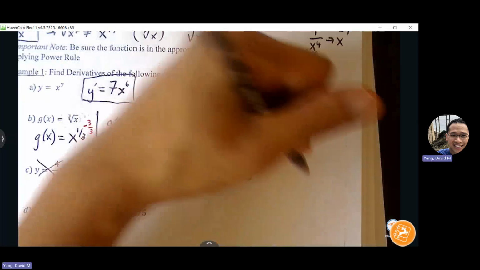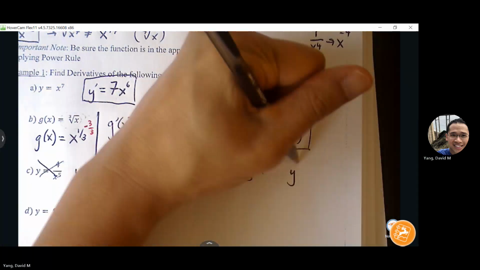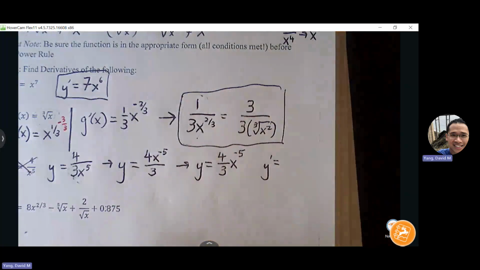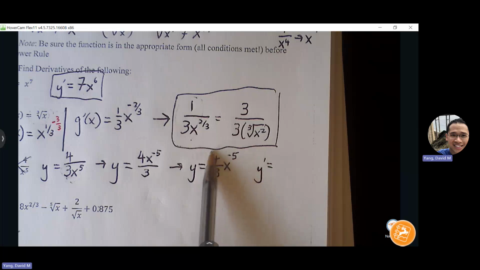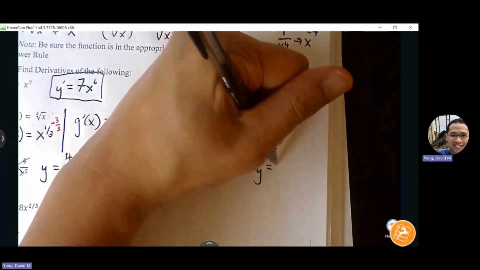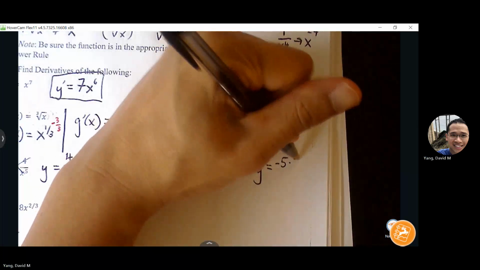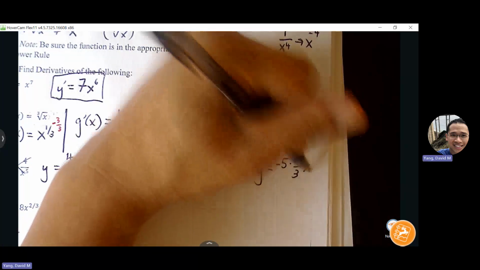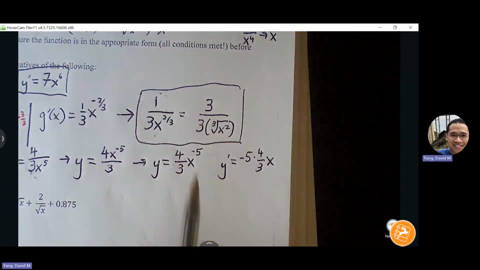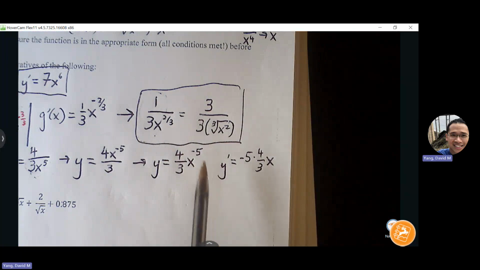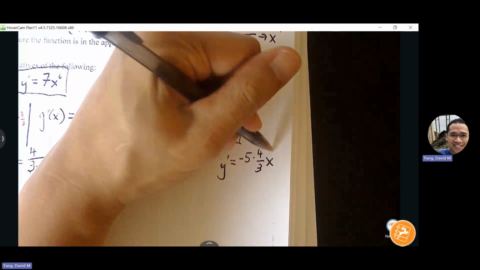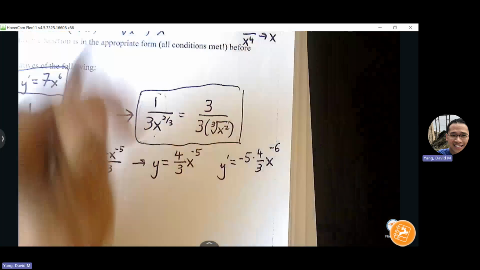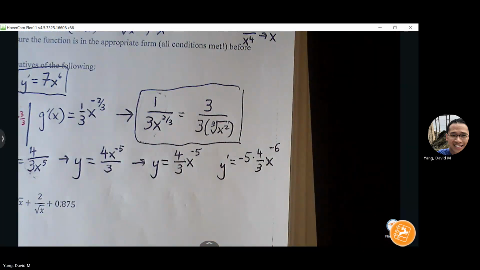Okay, so now let's find the derivative. So y prime equals. Okay, what comes down? Negative 5. So negative 5 times 4/3. I'm going to clean this up later here. I'm just bringing that negative 5 down so I can see what's going on. Now what happens with the exponent? Subtract 1. Negative 5 minus 1 is negative 6. Okay, there's my derivative. That's technically my answer, but I do want to do some cleanup.